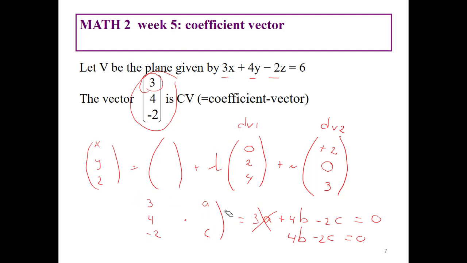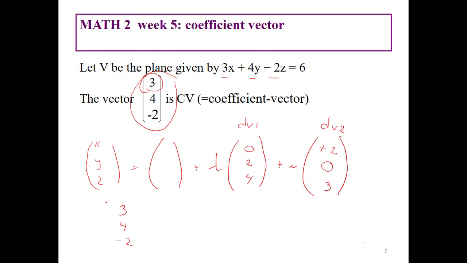Well, let's first check this. I don't know whether you believe me. So let's just calculate the dot product of this newfound vector. So apparently (3, 4, -2) dot product (2, 0, 3) would be 0. Okay. So 3 times 2 is 6. 4 times 0 is 0. Minus 2 times 3 is 6.